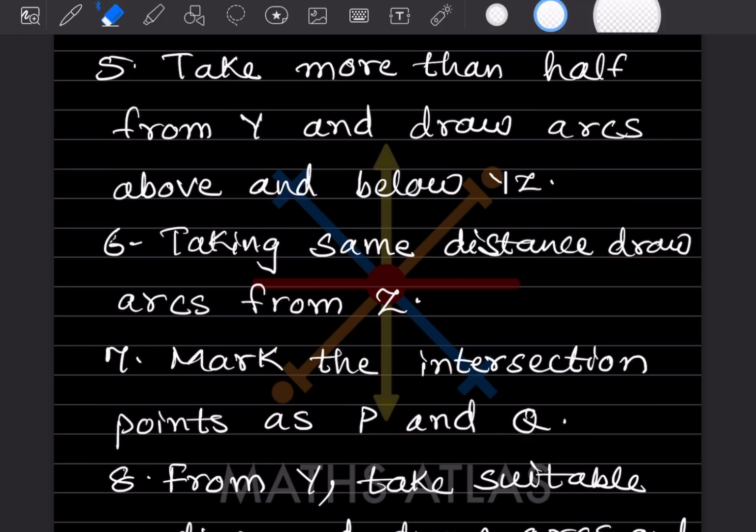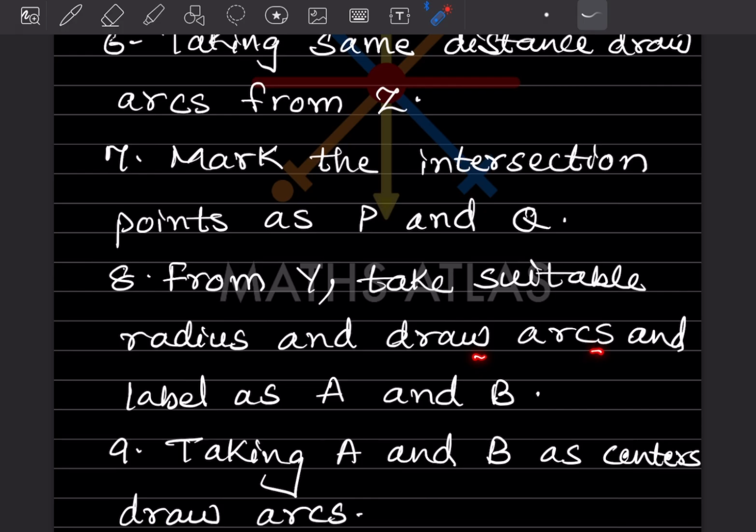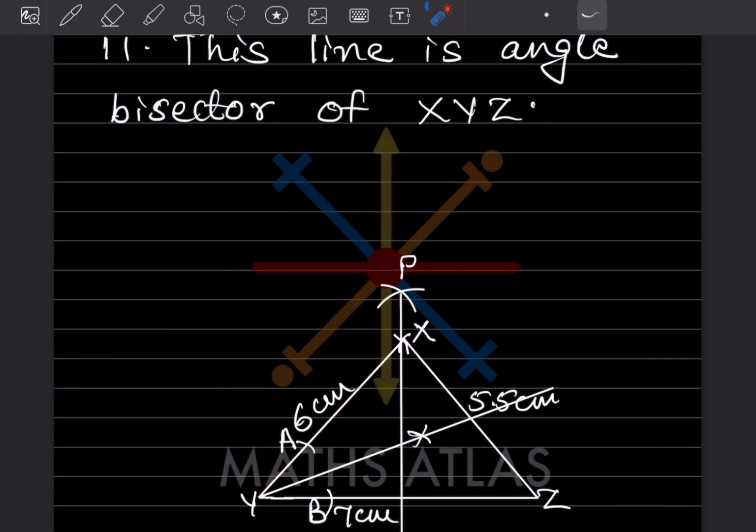So now from Y, take a suitable radius and draw arcs and label them as A and B. Then you take A as center, and this is a small distance, but now you will extend the distance, and from here you will put one arc over here. Same thing, whatever distance you have taken on the compass, you will put the compass over here and draw an arc over here. So now this is the point of intersection. So you are going to draw one line over here. So this is the angle bisector for XYZ.